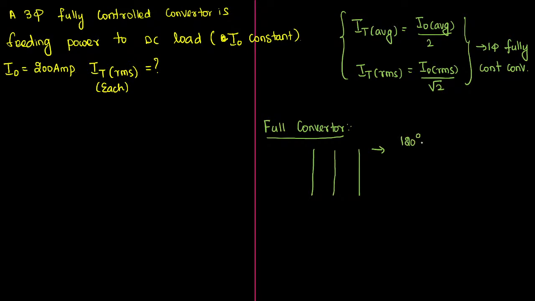For each and every 120 degrees, one pair of thyristors will be in conduction, or I can say one thyristor will be in conduction, because I don't want to talk about the pair at all. One thyristor will be in conduction for 120 degrees, I can say the period of the thyristor, whereas the overall period of one complete cycle is 360 degrees. Yes or no?